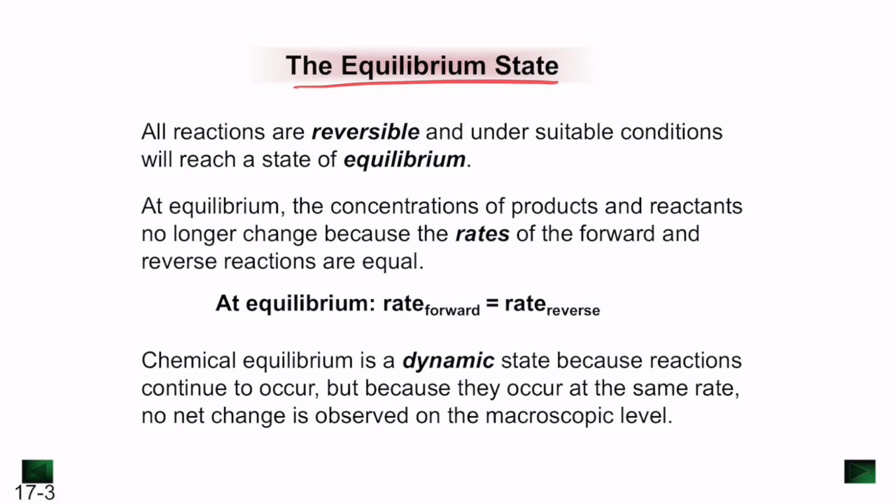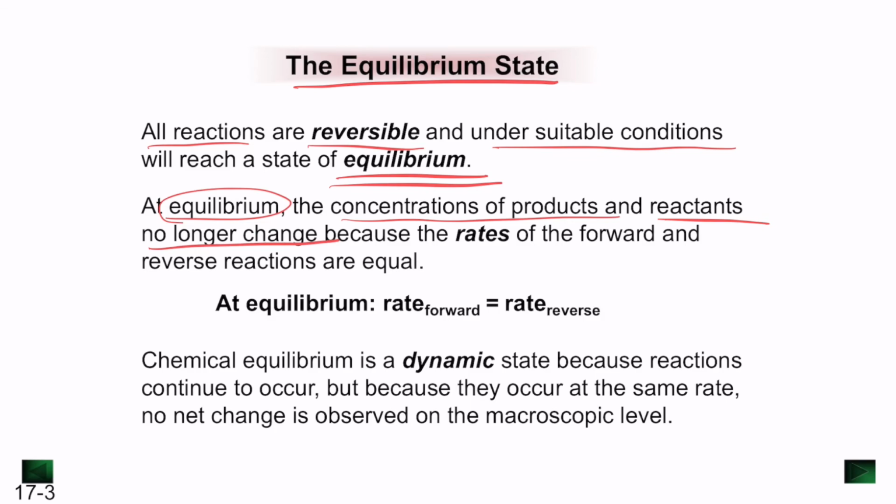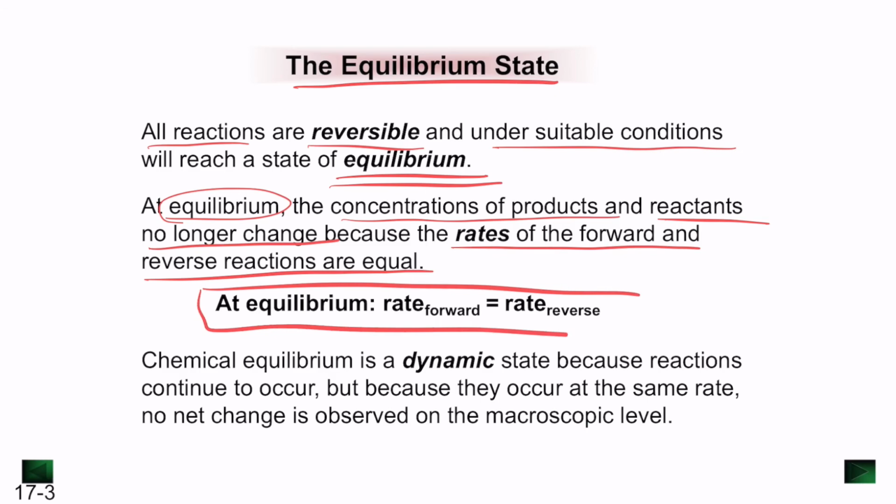So what is an equilibrium state? All reactions in general are reversible, and under suitable conditions they generally reach a state of equilibrium. What equilibrium basically means is that the concentrations of the products and the reactants no longer change because the rates of the forward and the reverse reactions are equal. This is an important point to remember. At equilibrium, the rate of forward reaction is equal to the rate of reverse reaction.